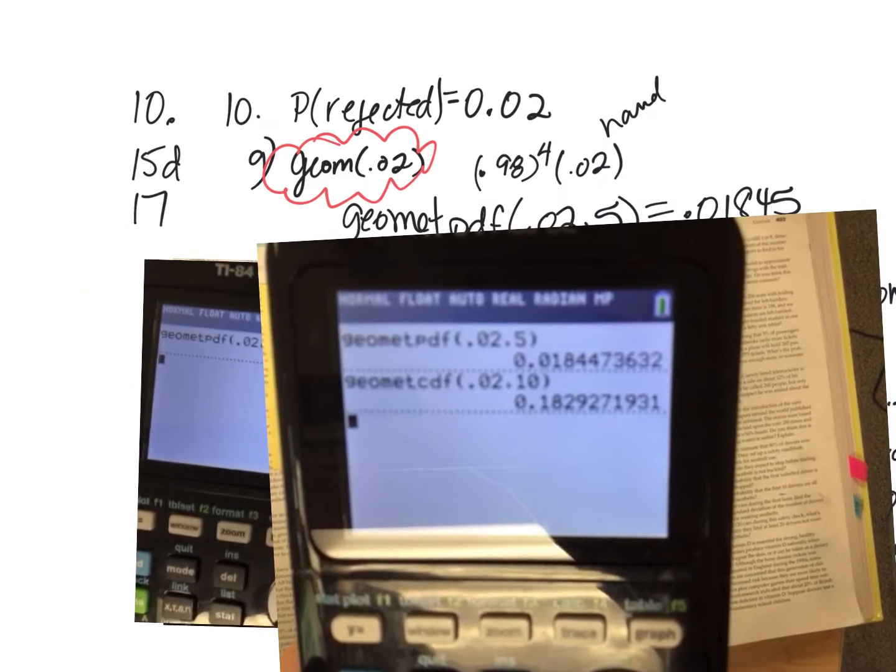Okay, I'm going to get another slide because of all the video things for 15. Number 15 says only 4% of people have type AB blood.